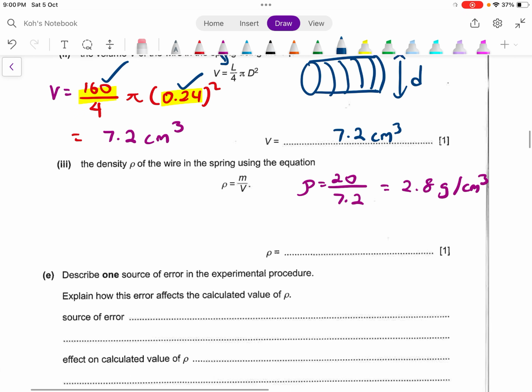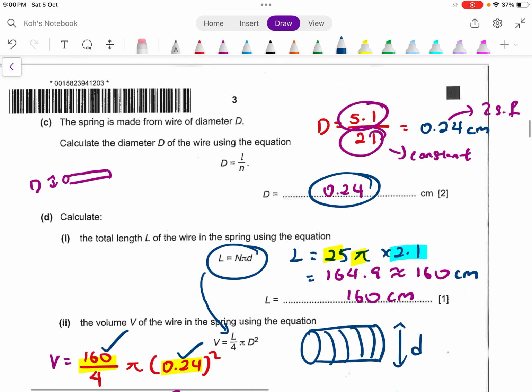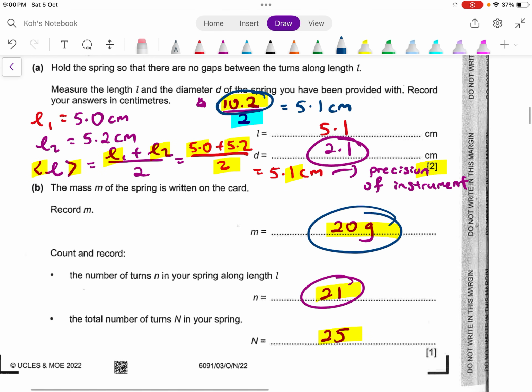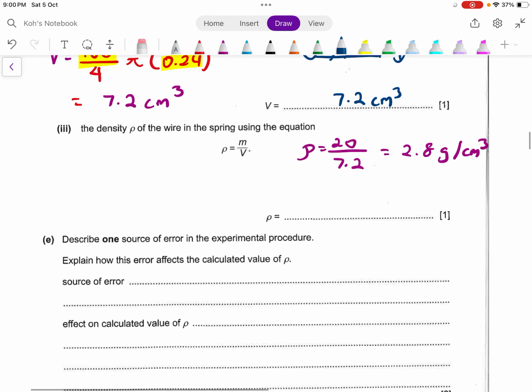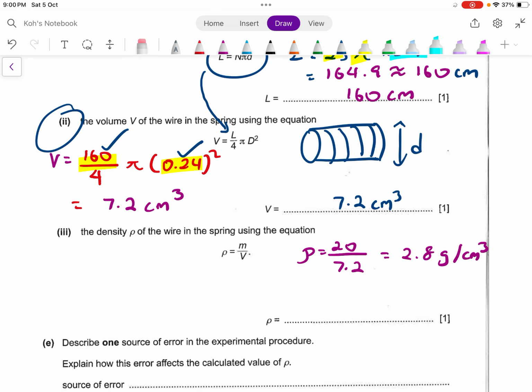Okay, now I go to part 3, the density of the wire using the equation. So we are given another equation: M divided by V. M is the constant, the thing that they give us, 20 gram right here. It's on the card. Then after that, V is the part 2 answer. So I do the calculation. 20 is also a constant, so we don't follow. We follow the 7.2, which is 2SF. Because we divide, we follow the least SF. So this must be 2SF or 3, you can add one more. Okay, so the density is about 2.8 gram per cm cube.